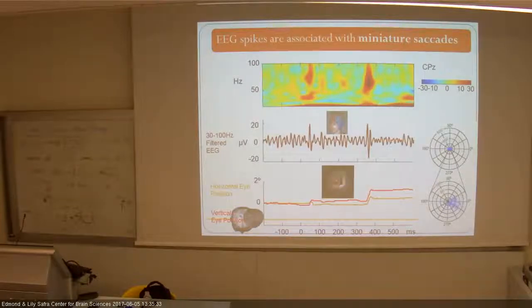Okay, and every time the eye moves, we see a spike in the EEG. And when we translate this to the frequency domain, it creates this large blob of broadband activity. This is because of the nature of the frequency transformation. Sharp spikes create broadband power.